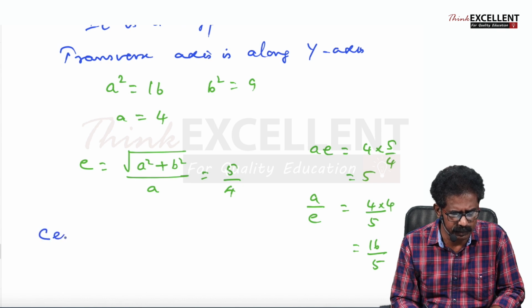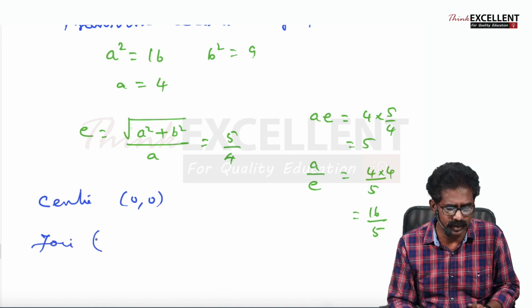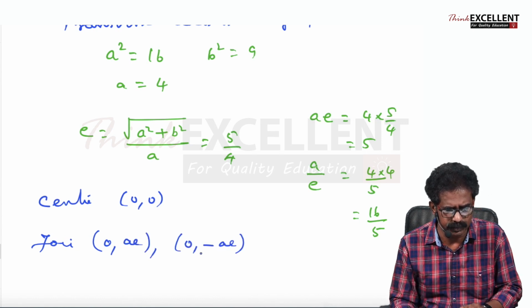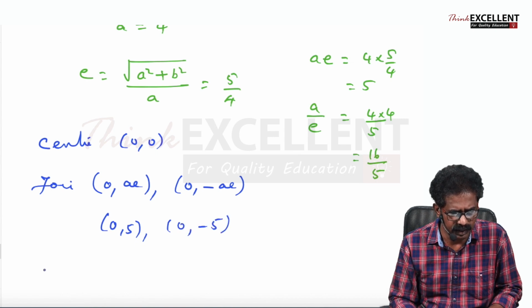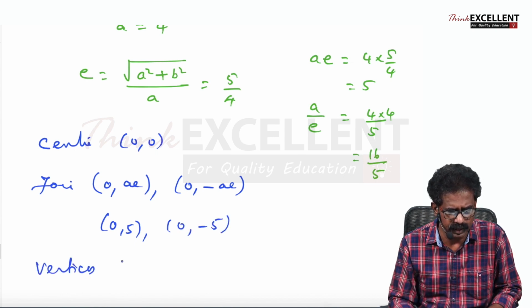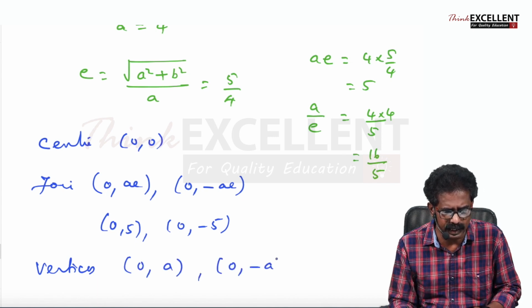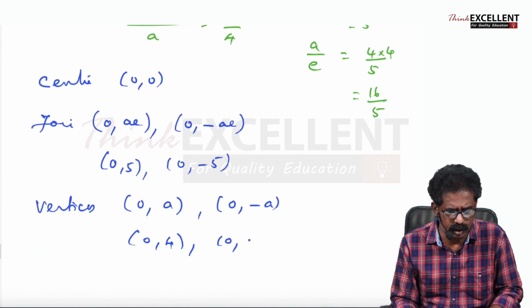First they ask center. Center is (0, 0) only. Then foci, (0, ae), right? So (0, ae) or (0, c), any letter you can use. (0, ae) and (0, minus ae). Okay, so ae value 5, so (0, 5) and (0, minus 5). Then vertices. So what's the formula? (0, a) and (0, minus a). a value is 4. So (0, 4) and (0, minus 4).